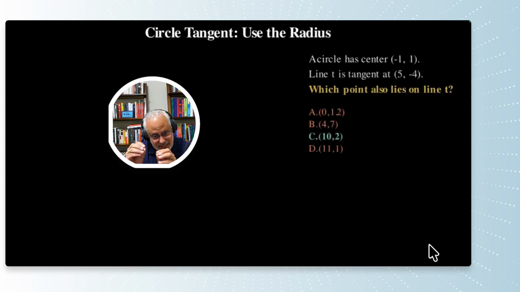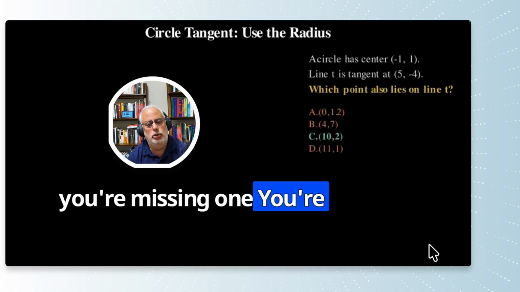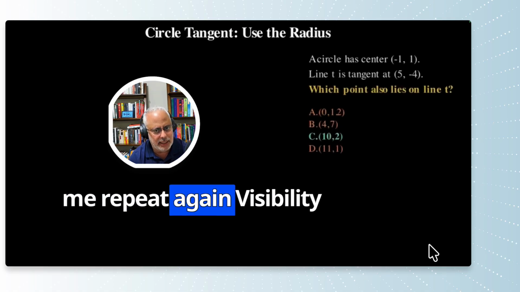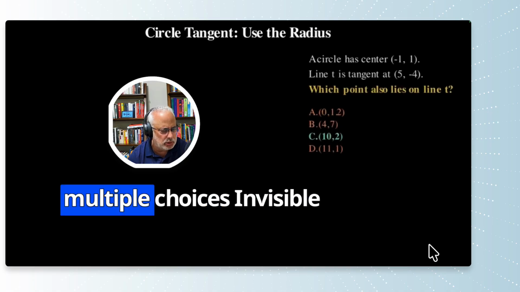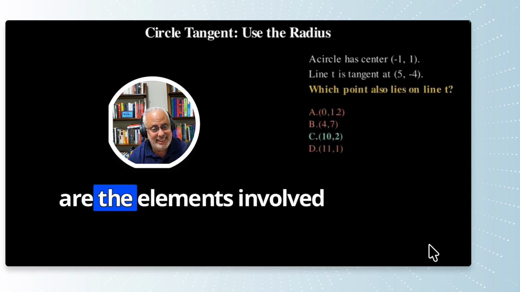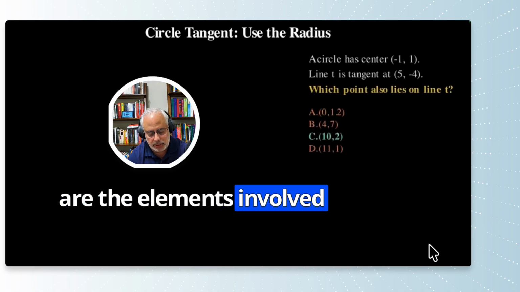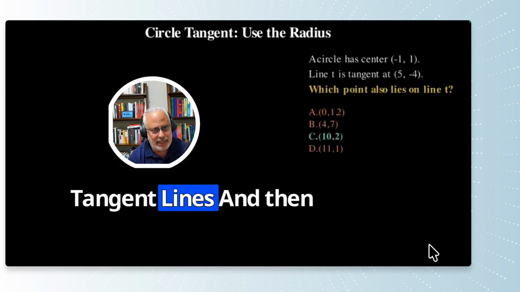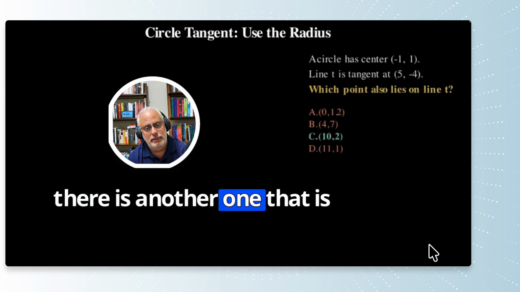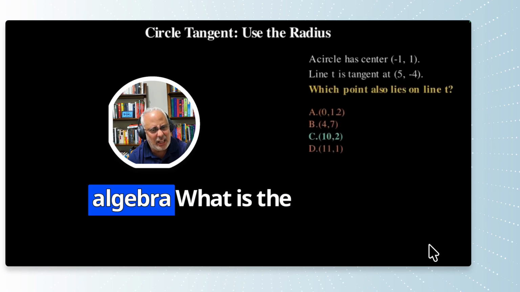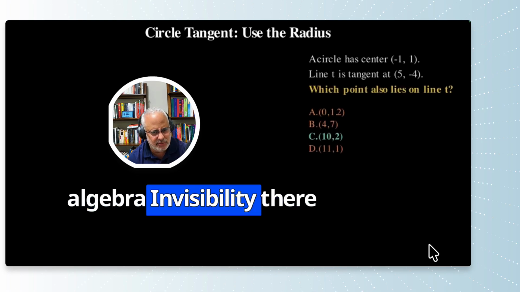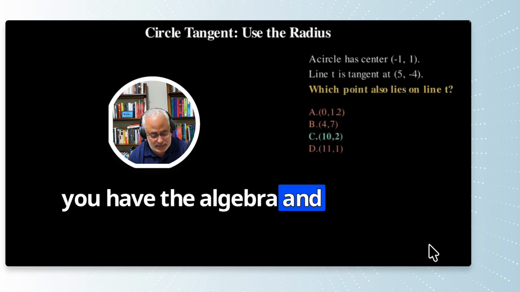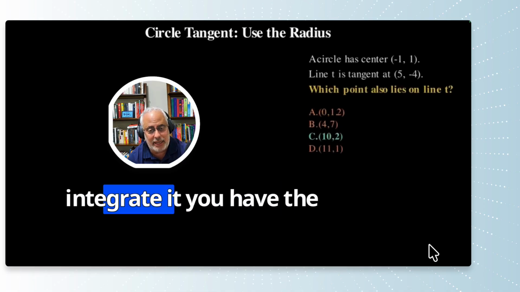So now you have the elements, but you're missing one. You're missing the algebra, and then the integration. Let me repeat again. Visible is the question. Invisible are the elements involved in that question: geometry elements like points, circle, tangent lines. And there is another one that is super powerful, that is algebra. What is the algebra that is invisible there? I'm going to tell you, because when you have the algebra and the geometry and you integrate them, you have the answer.